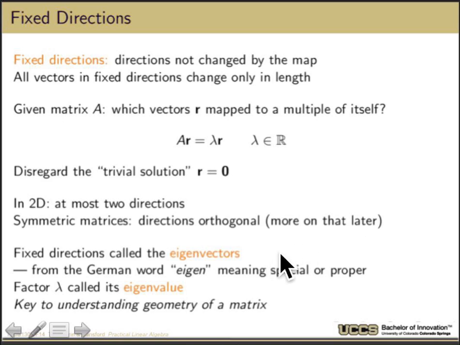So why are they called eigenthings? Well, fixed directions are called eigenvectors, and they get this name from when they were first written about, which comes from the German word Eigen, meaning special or proper. So obviously, of all the directions associated with this matrix, the directions that map back to themselves are very special, since they are eigenvectors. And the factor that says how much it is scaled by, lambda here, is called its eigenvalue. And really, when we look at matrices, understanding eigenvalues and eigenvectors is key to understanding the geometry of what that linear map does.